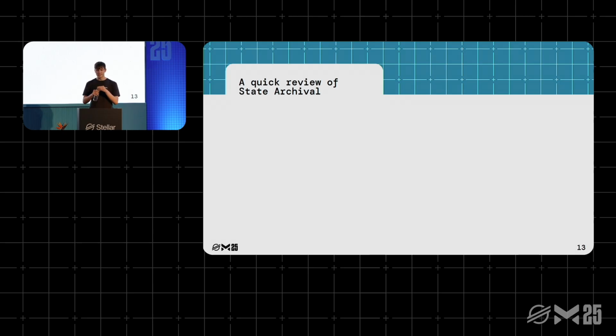Now, before I get into the details of how our in-memory caching works, I want to go back a little bit and give some background on state archival. State archival is our solution to the state bloat problem. State bloat is a problem that affects not only Stellar, but every public blockchain. So Ethereum, Solana, everyone you've heard about. Essentially, the issue is that all validators must store every single ledger entry indefinitely. It can never be deleted.